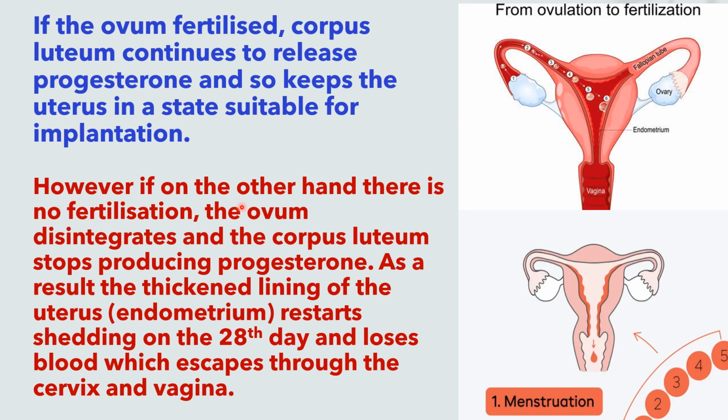However, if on the other hand there is no fertilization, the ovum disintegrates. The ovum present in the oviduct or fallopian tube disintegrates and the corpus luteum stops producing progesterone. As a result, the thickened lining of the uterus, that is called endometrium, restarts shedding on the 28th day and loses blood which escapes through the cervix and vagina.